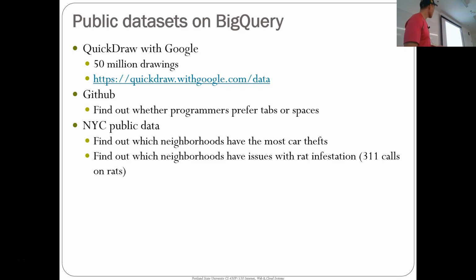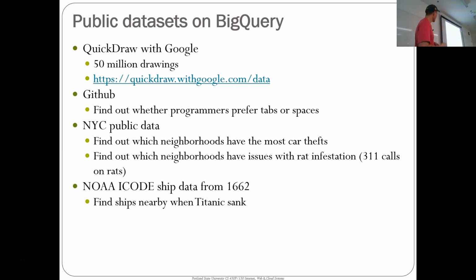The New York City public transportation data set. Google has a data science quest. If you like this kind of stuff, you can go and do some of their code labs, and they'll point you to the city data that they have hosted for you to do some analysis on. Like taxi arrivals, phone calls to 411, all of these pieces of data are there for you. There is ship data from 1662. One of the interesting things that they show in one of the code labs is finding the ships that were nearby when the Titanic sank, in the early 1900s.